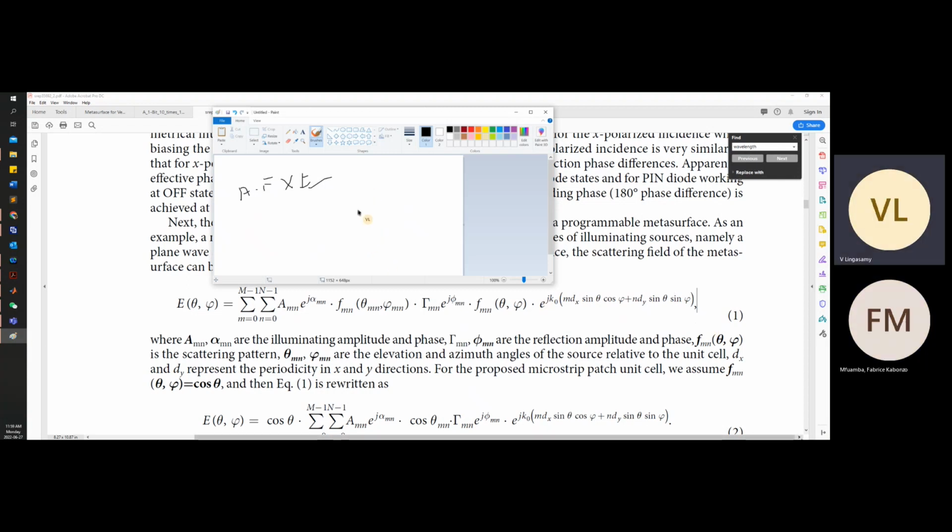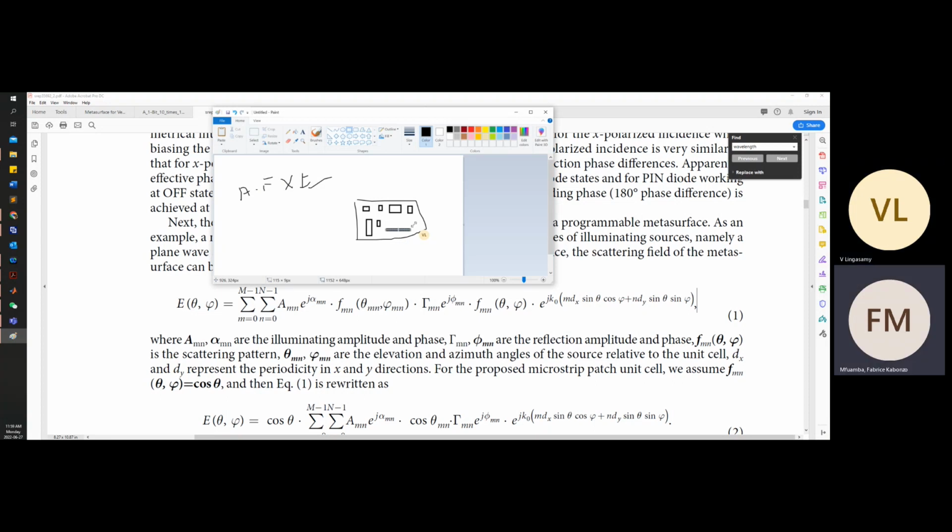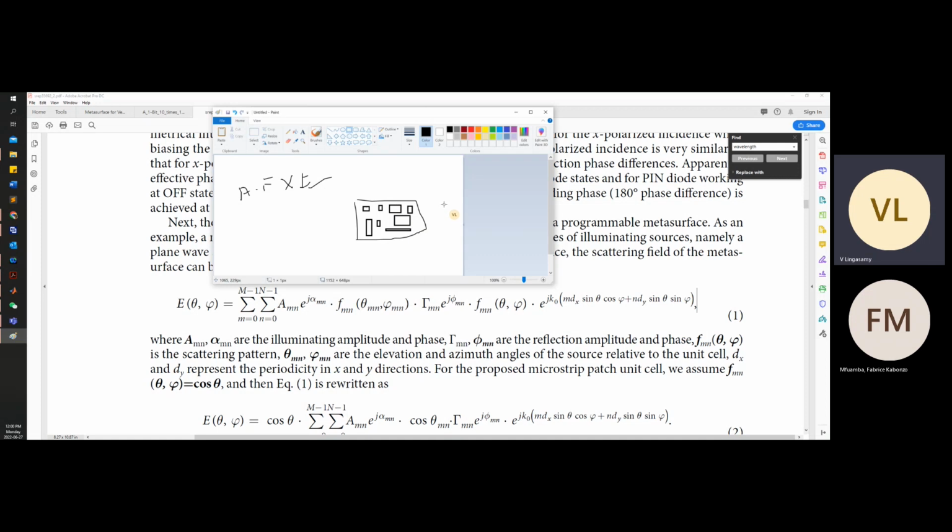So now you have four elements, right? Let's say like this. It should be an equal element, but somehow it is taking like that. It's okay. So here, let's say this is the x-axis. Sorry, 4x4 elements.